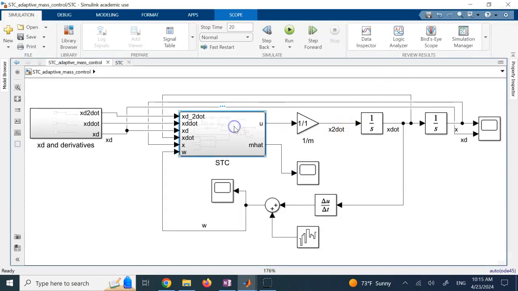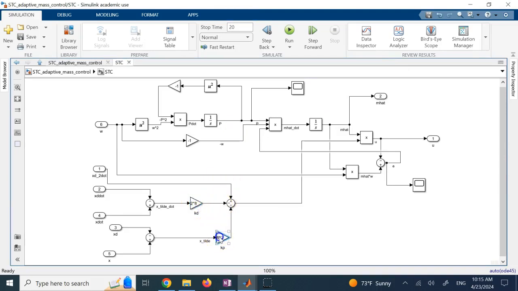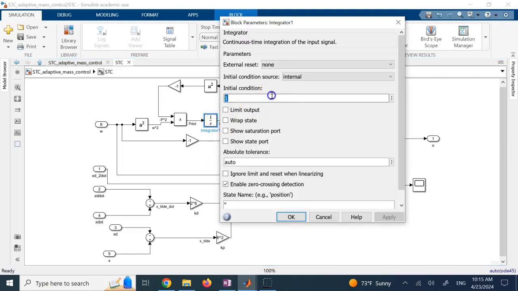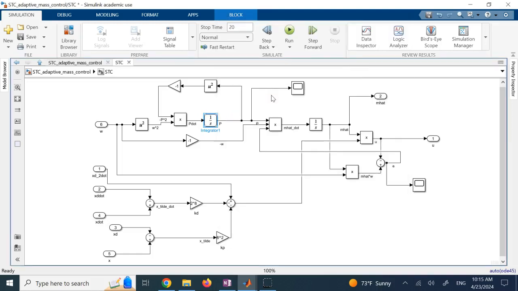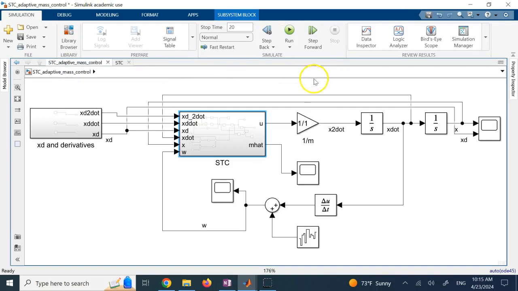Okay? You can change those gains here. But what those gains do is they're going to affect how fast your x converges to x tilde, not how fast your m hat is converging to actual m. Okay, you might say, what about this initial condition? Can I change this initial condition? If I make this initial condition 10 instead of 1, would that change anything? Let's take a look.